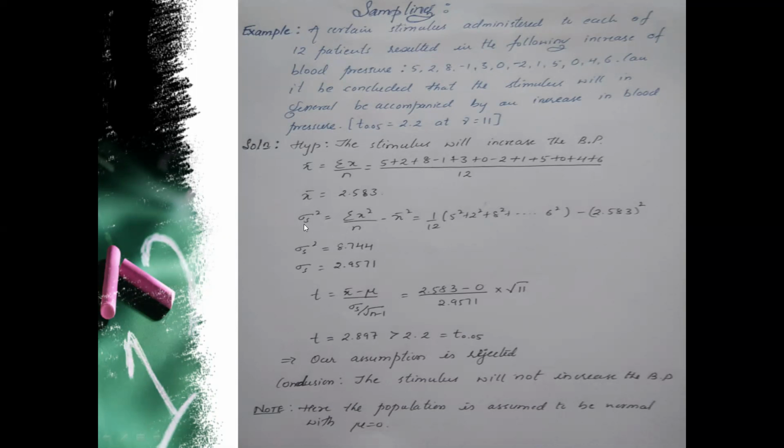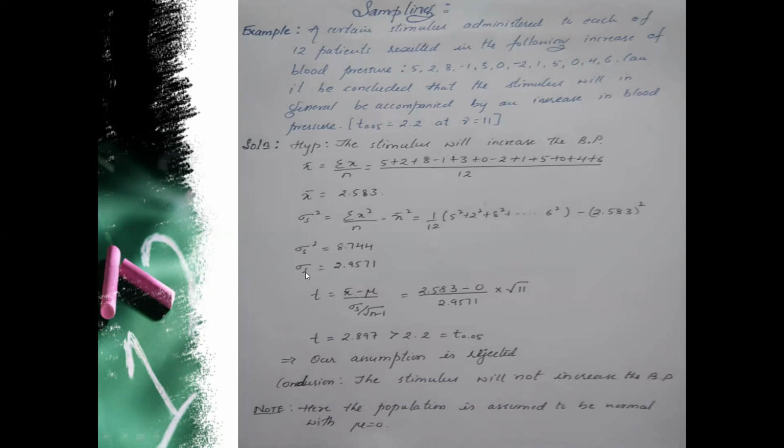Now sigma s, the standard deviation, is not given to us. Hence we'll go for sigma s square, which is summation of x square by n minus x bar whole square. Take the summation of x square, that is 5 square plus 2 square plus 8 square, and so on up to 6 square. Add them all, divide by 12, then subtract the x bar square. x bar is already calculated. So we see that sigma s square is 8.744.